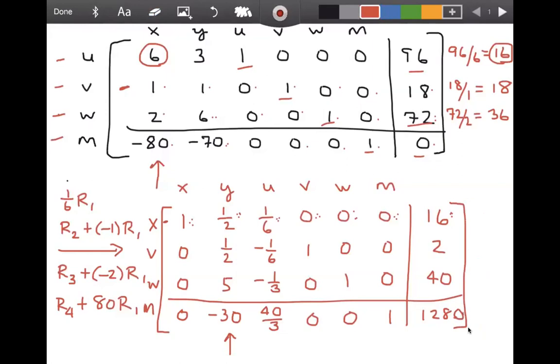Okay, so first we would have 16 divided by 1/2. 16 divided by 1/2 is 32. 2 divided by 1/2 is 4. And 40 divided by 5 is 8. So the smallest one of those ratios is the 4, which means the next place I'm going to pivot is going to be about this 1/2.